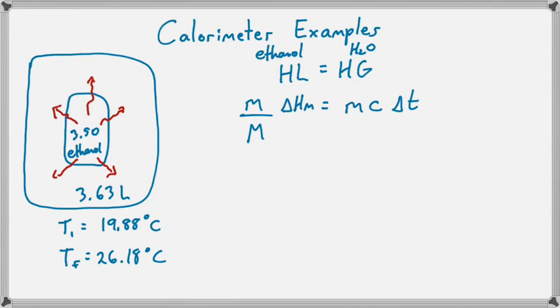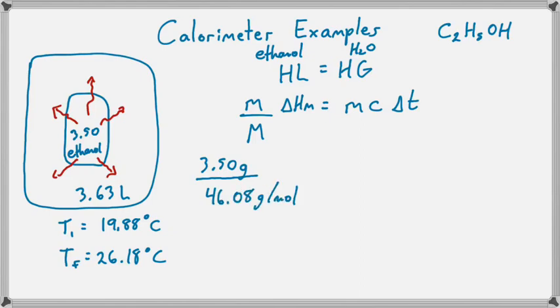We know that they give us 3.50 grams of ethanol, and then below that I need the molar mass of ethanol. So take out your data booklet. Remember that ethanol is C2H5OH, and if you forget, you can draw it out like we learned in the organic unit. But go ahead, take a second, figure out that molar mass, and then unpause the video. All right, so you should have got 46.08 grams per mole, and the question is asking me to find delta HM, so I don't have to fill that in, that's my unknown.